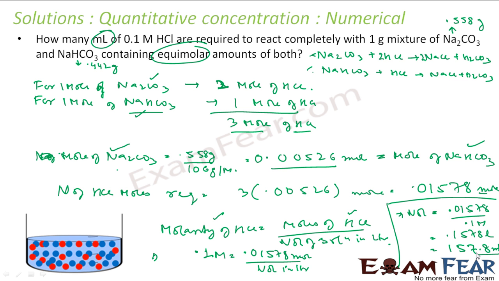So here the trick was that the weight of Na2CO3 or NaHCO3 was not given. You have to first find that, given that they are equimolar, and then we should know the reaction. Based on the reaction we can tell that 1 mole of Na2CO3 and 1 mole of NaHCO3 will together require 3 moles of HCl. So 0.00526 mole of Na2CO3 and 0.00526 mole of NaHCO3 will together require 3 into 0.00526 mole of HCl. So I know the moles of HCl required. I know the molarity of HCl. I can easily find the volume of the whole solution.